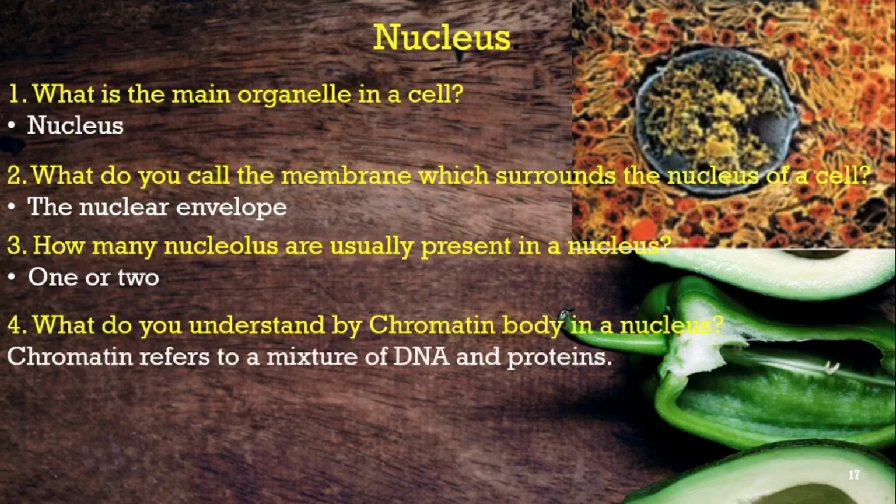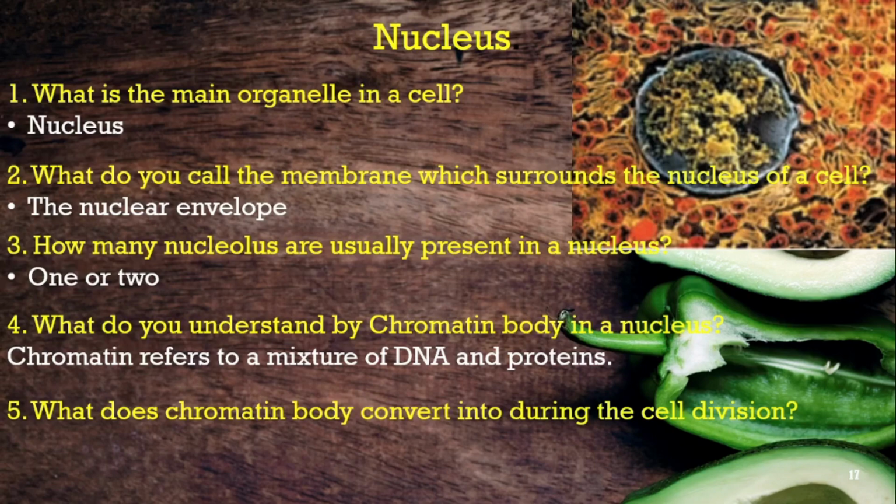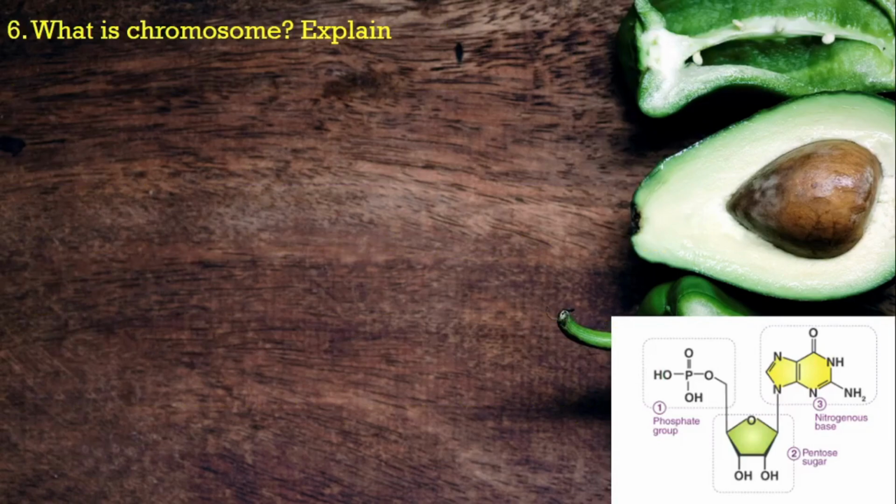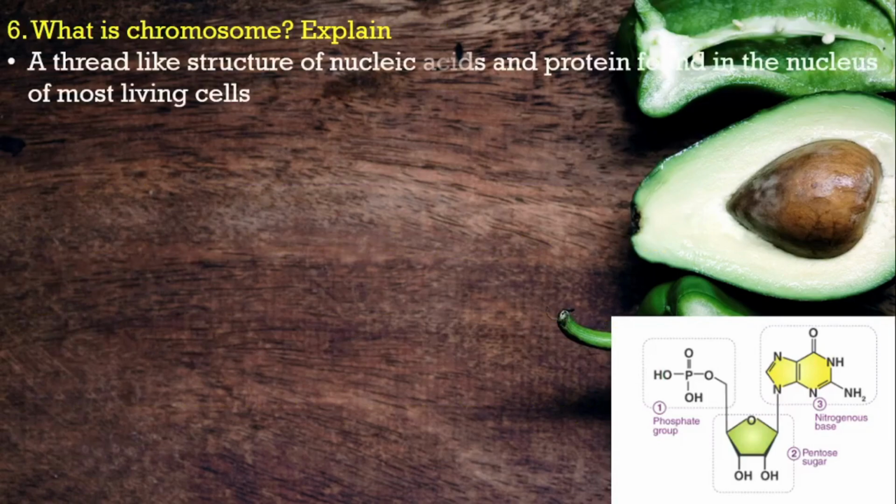What do you understand by chromatin body in a nucleus? Chromatin refers to a mixture of DNA and proteins. What does chromatin body convert into during cell division? Chromosome. What is chromosome? Explain. A thread-like structure of nucleic acids and protein found in the nucleus of most living cells.